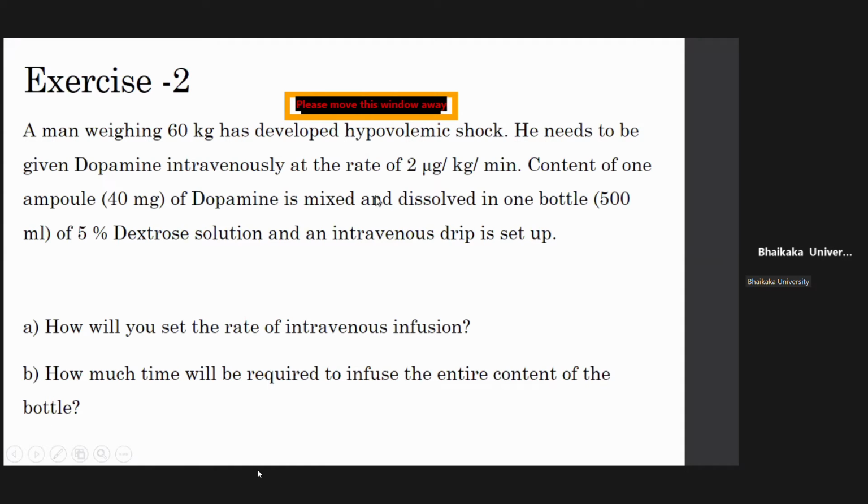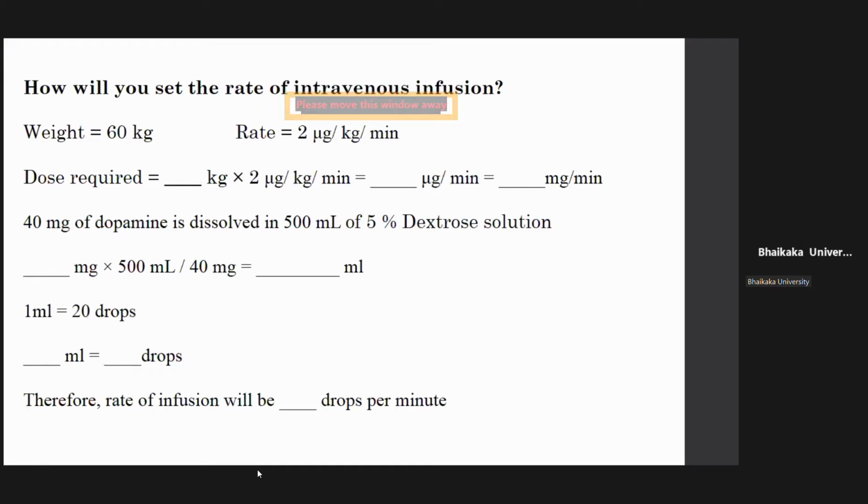You have to calculate the rate for this patient. And the patient's weight is 60 kilogram. So first of all, you have to calculate the dose of dopamine for this patient. So the weight is 60, rate 2 microgram per kg per minute. So dose required for this patient is 60 into 2 microgram per kg. And the answer is 120 microgram per minute.